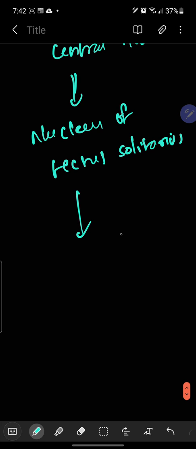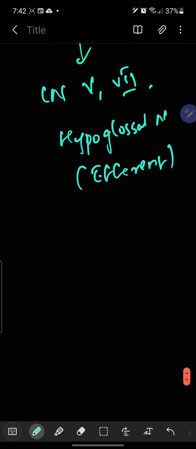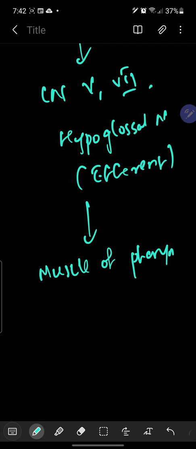The motor component, that means the efferent motor component, comes from cranial nerve 5, 7 meaning the facial nerve, and the hypoglossal nerve. This is the efferent component. These motor fibers innervate the muscles of the pharynx and tongue. These are concerned with swallowing.